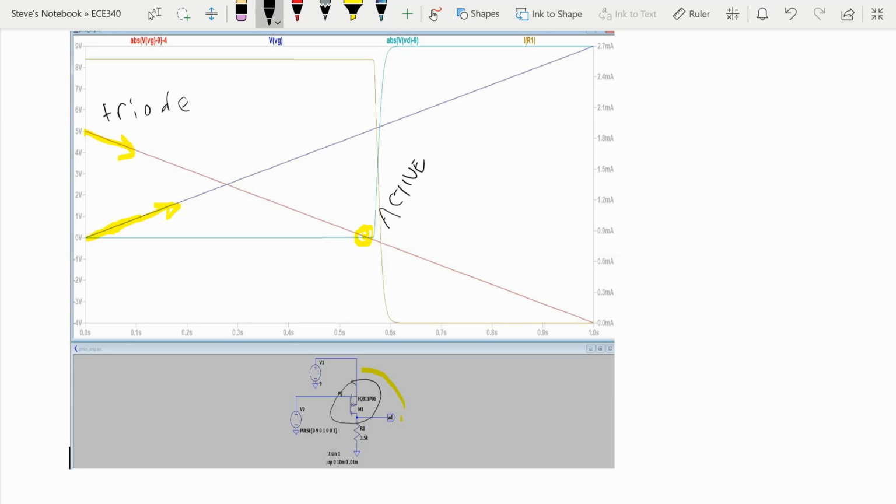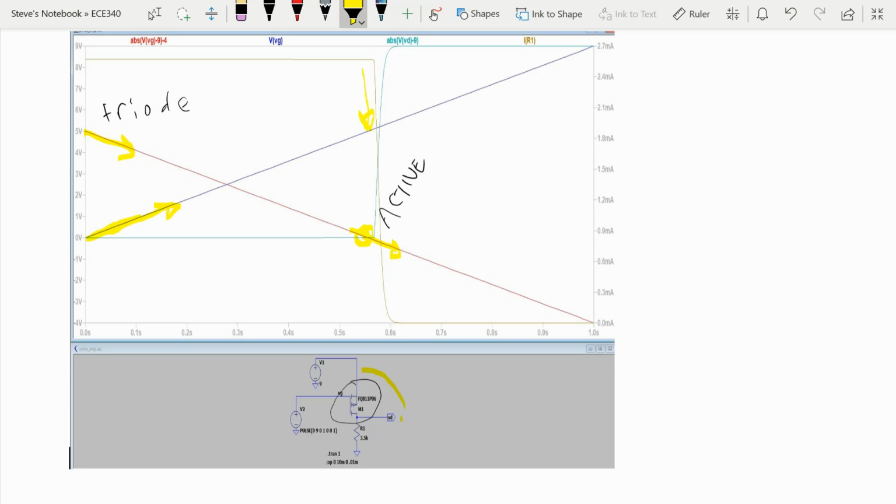So when we're in active, you see that the current is directly proportional to my gate to source voltage. So as this voltage starts to move down, you see that this current is moving down. Okay, so when that is happening, that means my drain to source is going up. Okay, so then my drain to source keeps going up until I hit this point right here.